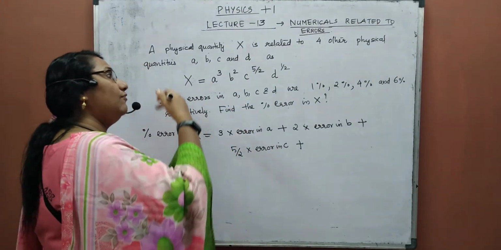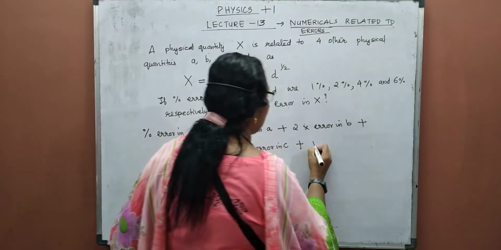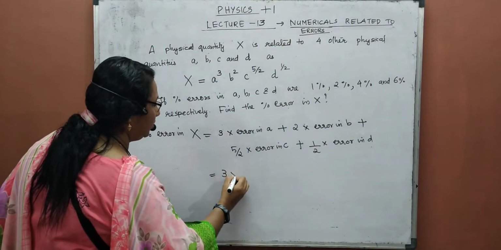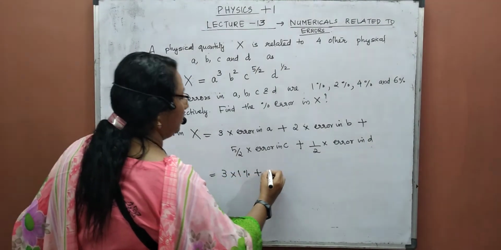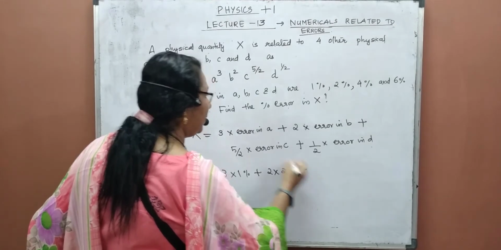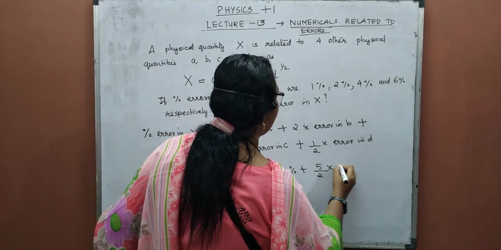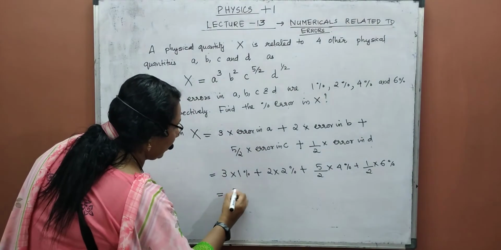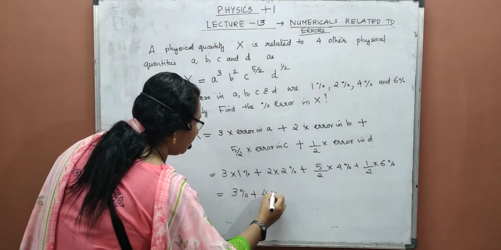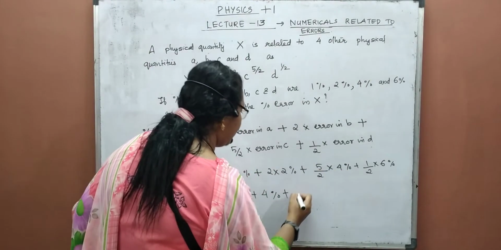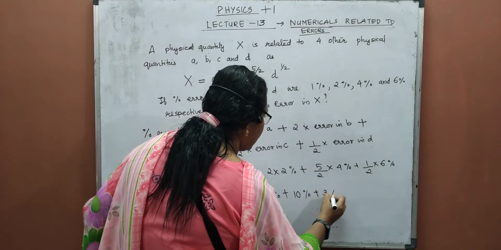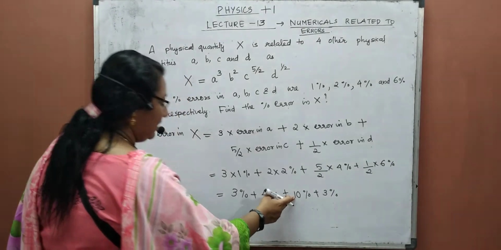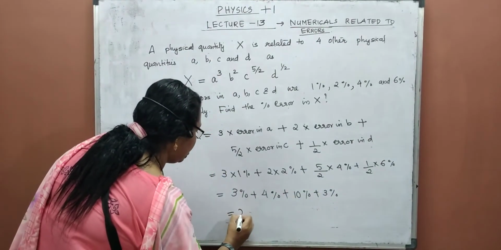Plus, D is taken 1 by 2. The power of D is 1 by 2. So, 1 by 2 times the error in D. We will write 3 into 1 percentage plus 2 into 2 percentage plus 5 by 2 into 4 percentage plus 1 by 2 into 6 percentage. So, what is the value? 3 percentage plus 4 percentage plus 10 percentage plus 3 percentage. Okay, so the answer will be 3 plus 4, 7. 7 plus 10, 17. 17 plus 3, 20 percentage.